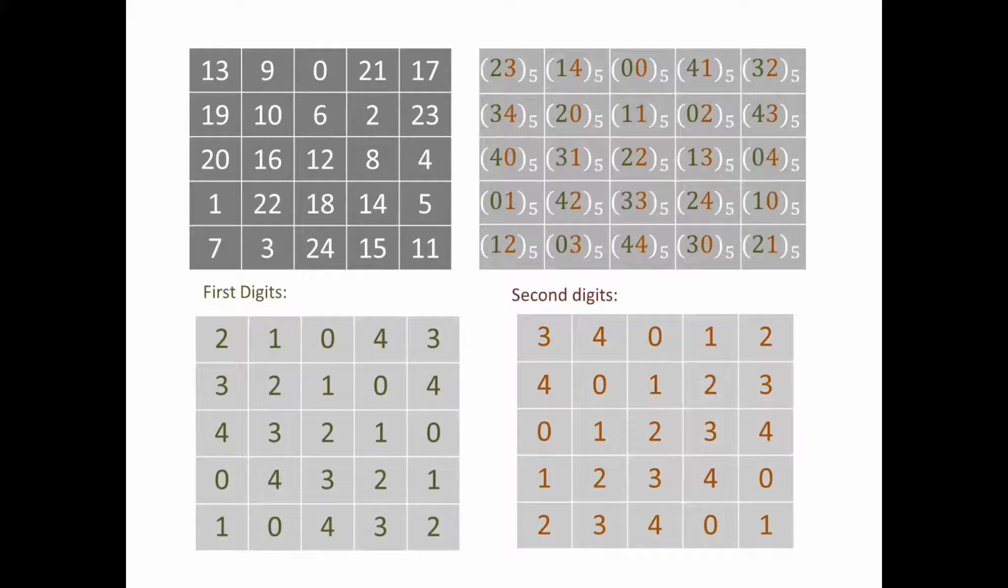You can see they have some patterns around there. But before we investigate the pattern, let me explain a fundamental property of magic square. Let's look at the table for the first digit. You see the first row, 2, 1, 0, 4, 3. It is a permutation of 0, 1, 2, 3, 4.